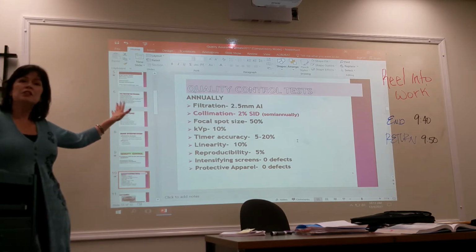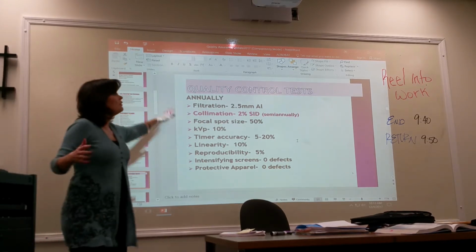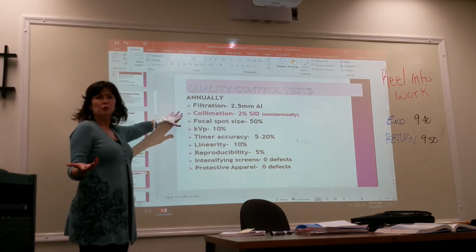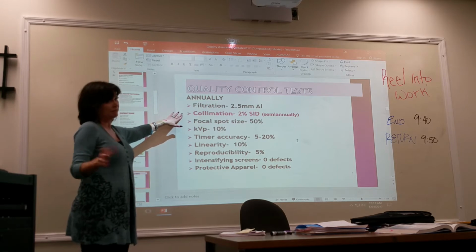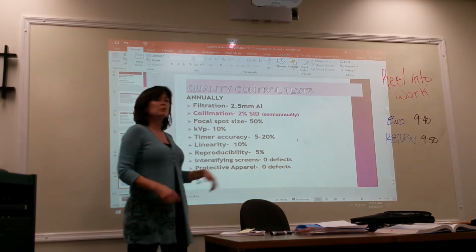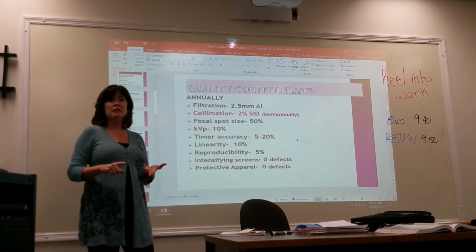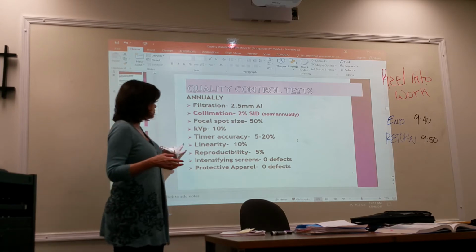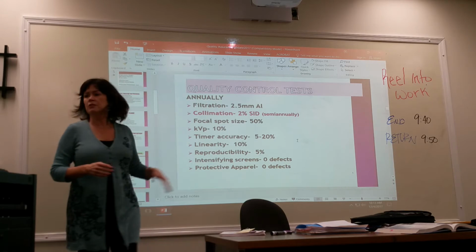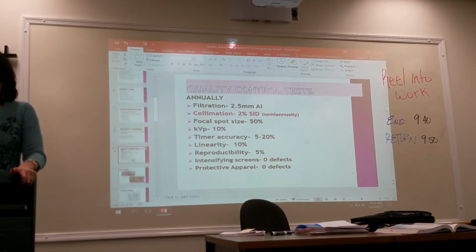Know your quality control tests. Know the type of test and how often it's tested. Really, these are all annually except for this one. So that's different than the rest. Make sure you know your limitations. You have some labs, your linearity and your repeatability. You had those, so make sure you know those numbers. So make sure you're aware of those. And I think that's where we stopped.